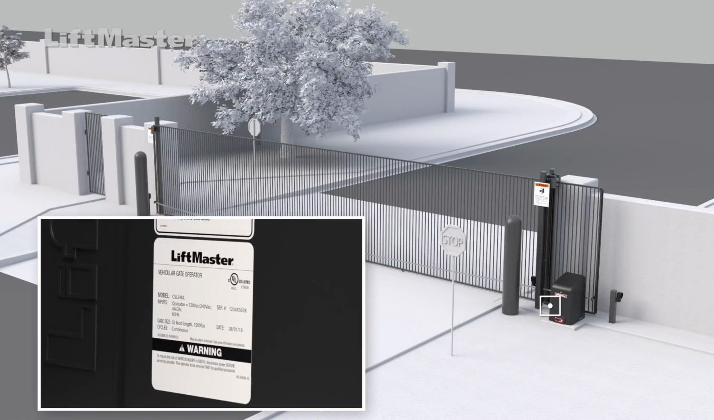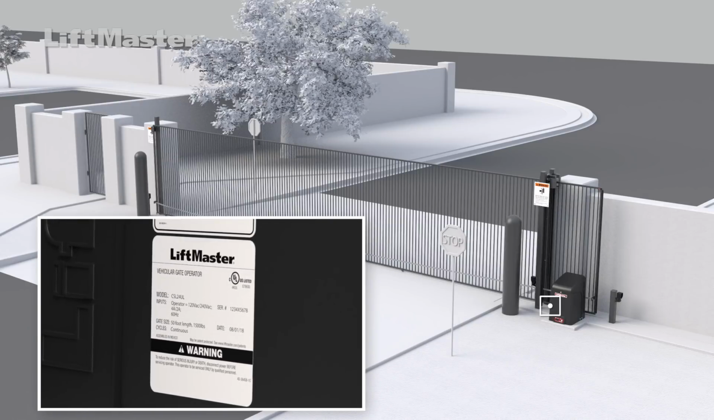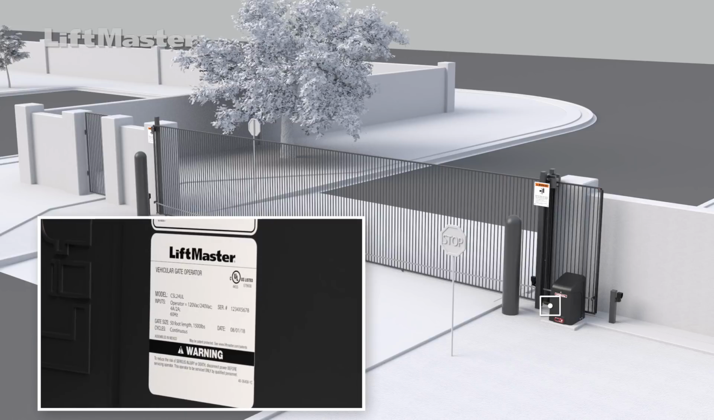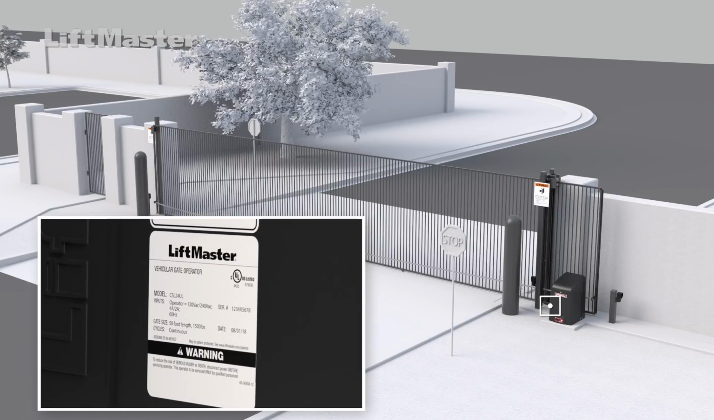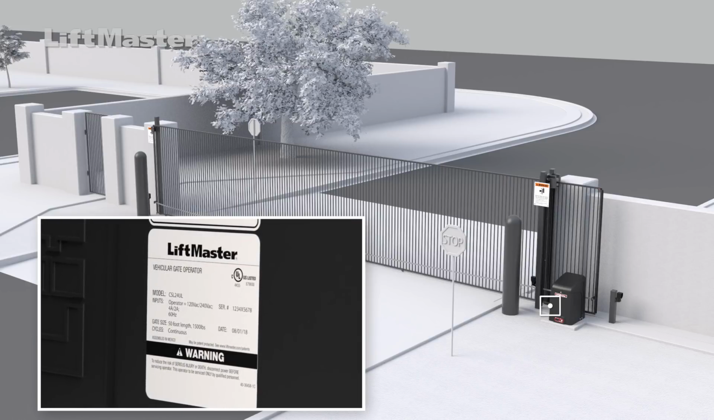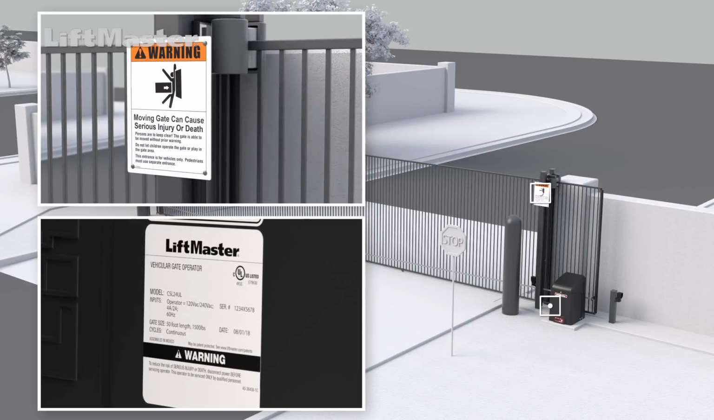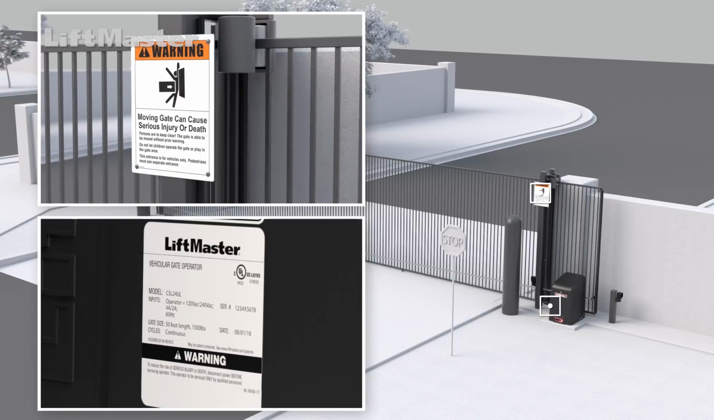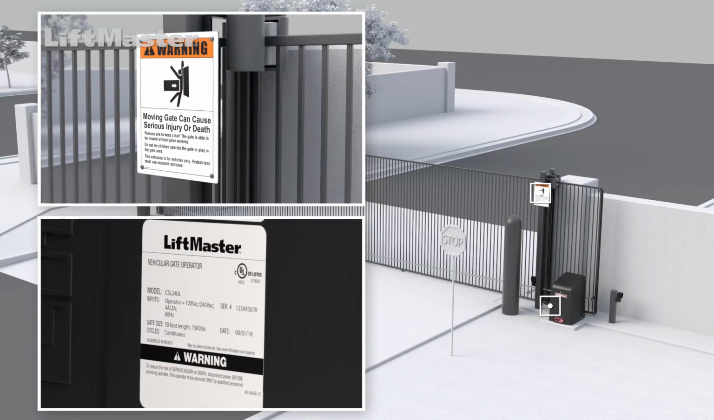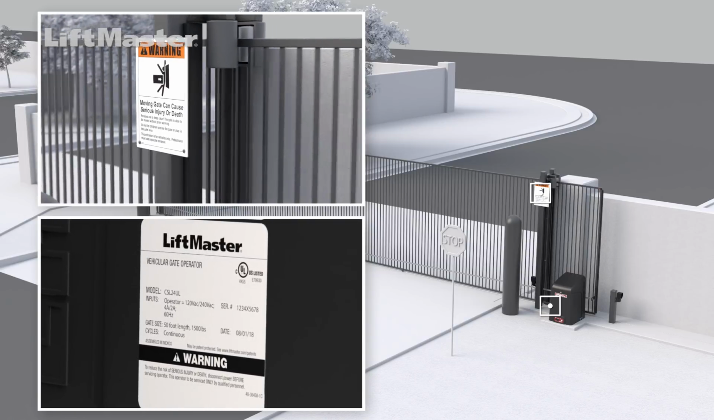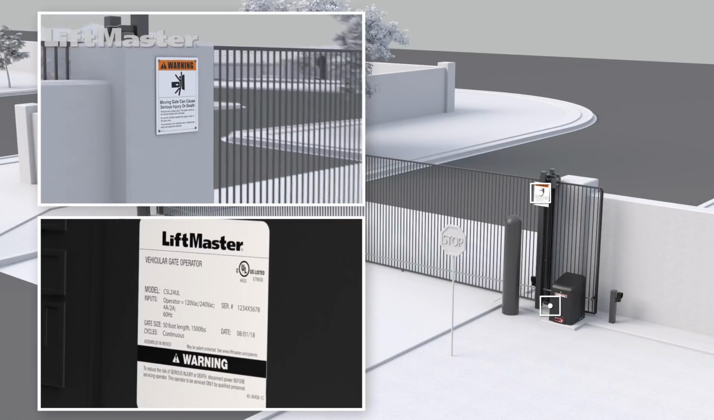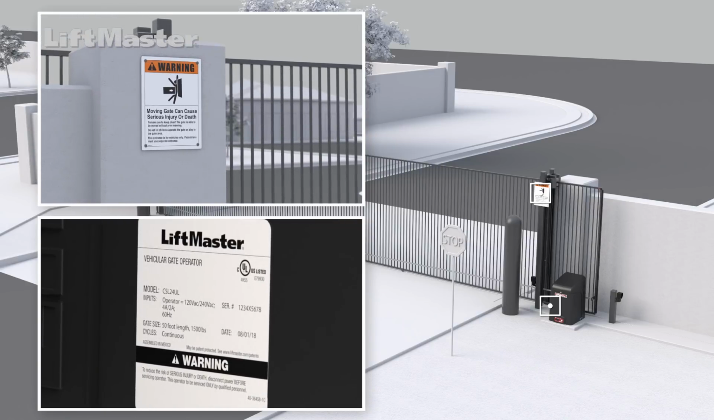Begin by checking that the installed gate operator is approved to current UL 325 standards. LiftMaster operators meet UL 325 and bear the UL listing mark. Next, let's look for the proper gate warning signs. Warning signs must be securely mounted in the near vicinity of each side of the moving gate in a place where they can be easily seen. Faded signs should be replaced.